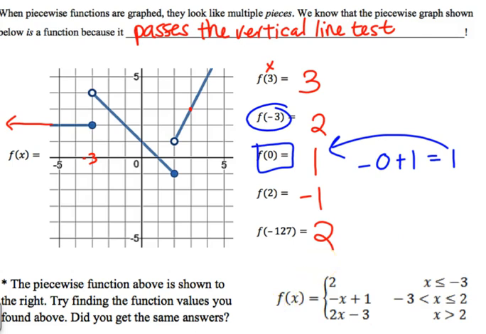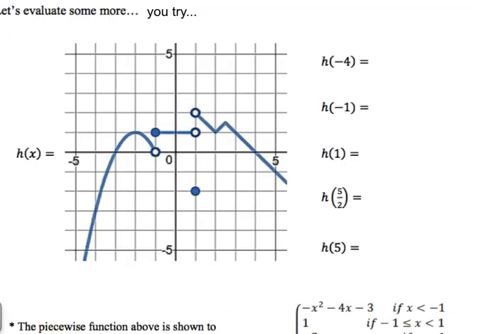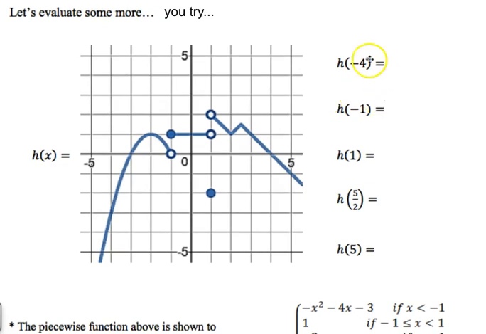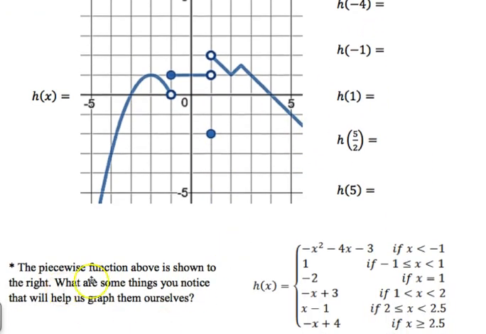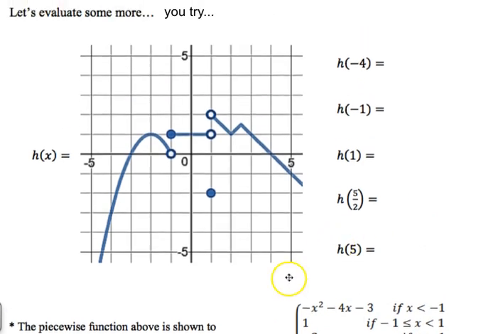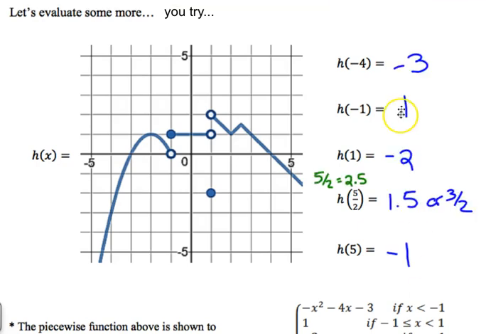Okay? All right. I want you guys to try evaluating on your own from a graph. So try these 5 and this crazy graph. And if you can figure out this bottom, what are some things you notice that will help us graph them ourselves? Go ahead and take a look at this down here and see if you can figure that out. So try those 2 and then press pause. Alright, so you should have got -3, 1, -2, 1.5, and -1.